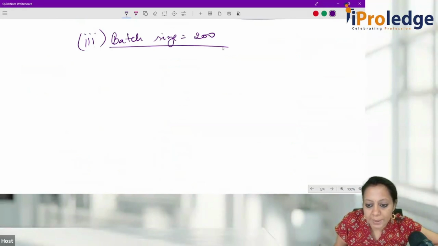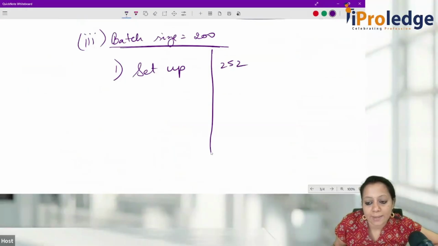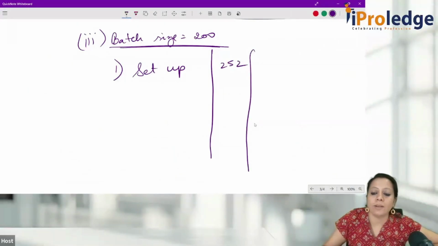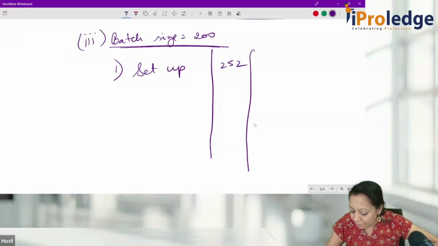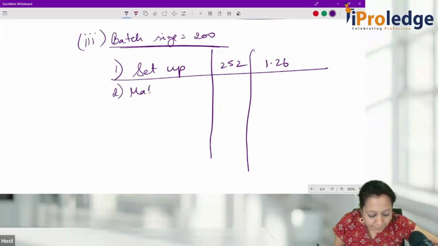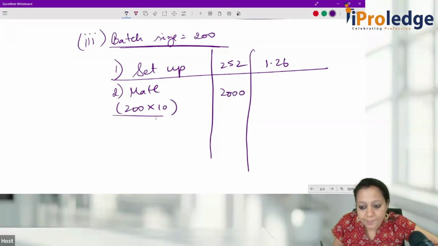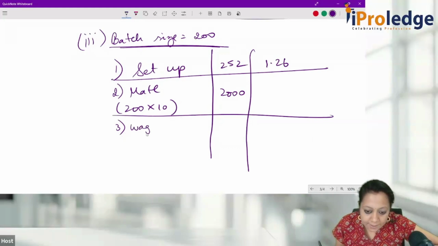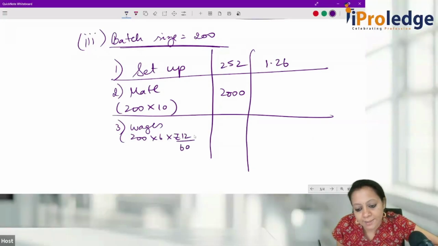Yes, dear. 200. So again, can I simply write setup is going to be 252 right now? This is the batch cost, first column. Second column is the cost per component or cost per unit. 252 divided by 200. It will be 1.26. Now, material. Material is going to be 200 into 10. That is 2000. Wages is going to be 200 into 6 into rupees 12 divided by 60. 240. Thank you, dear.